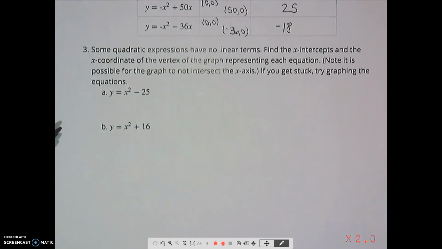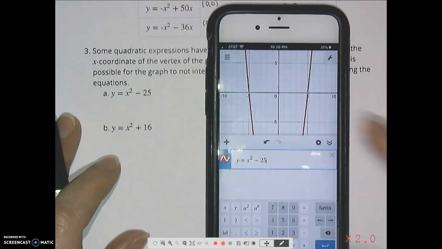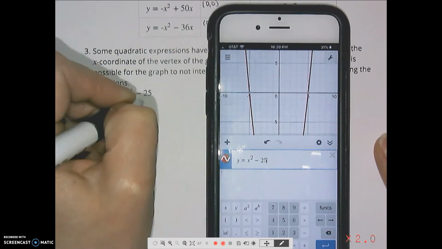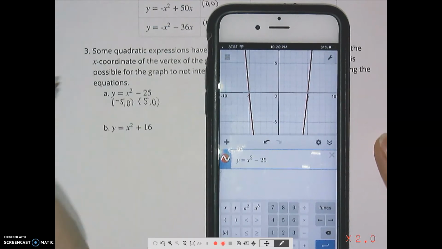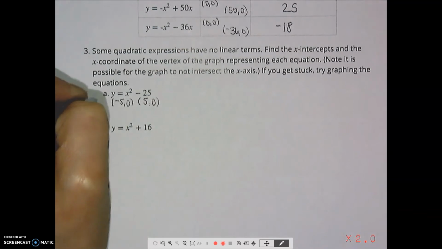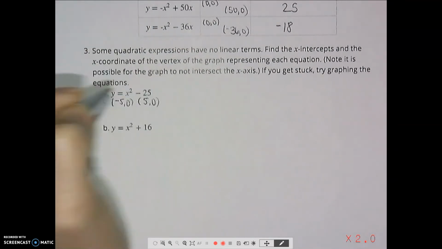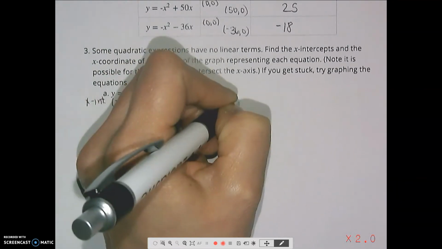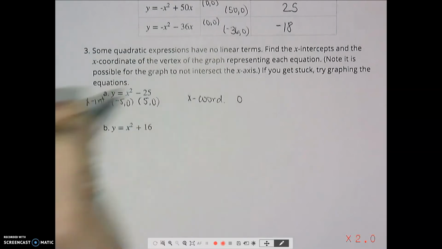Let me pull up the graph here again. We're going to graph y equals x squared minus 25. So we're looking at this, okay? And we're crossing at negative 5, 0, and 5, 0. Those are our x-intercepts. And so those are the x-intercepts, and the x-coordinate of the vertex is happening halfway in between those, which is at 0.